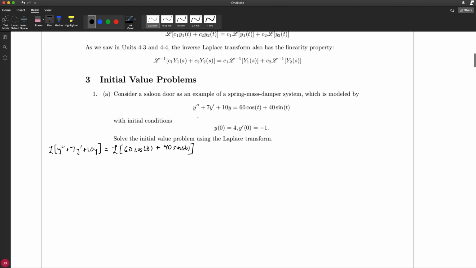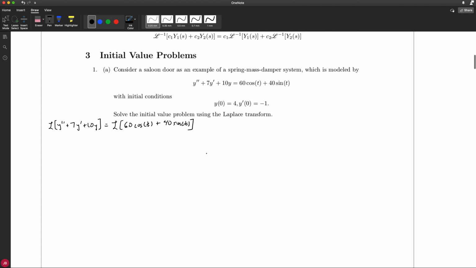Okay, and then the initial conditions are the initial position of the door is 4, and its initial velocity is -1, which means, if we take this from the perspective of someone outside the saloon looking at the door, position 4 probably means away, but it's moving back towards the person at 1 unit per whatever time unit we're using here, probably second.